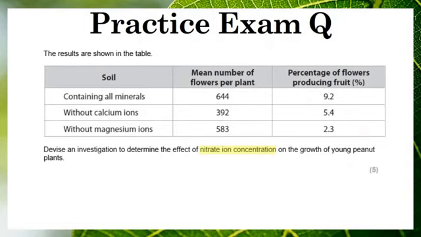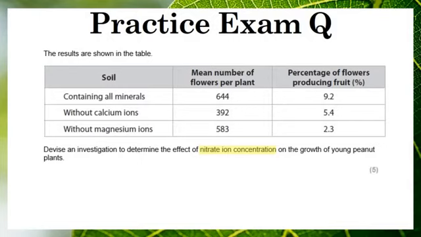Here's what they give you. They give you a nice results table. You've got soil that contains all minerals, soil without calcium, and soil without magnesium ions to represent the different categories. And then there's their recordings for mean numbers of flowers per plant and the percentage of flowers producing fruit.